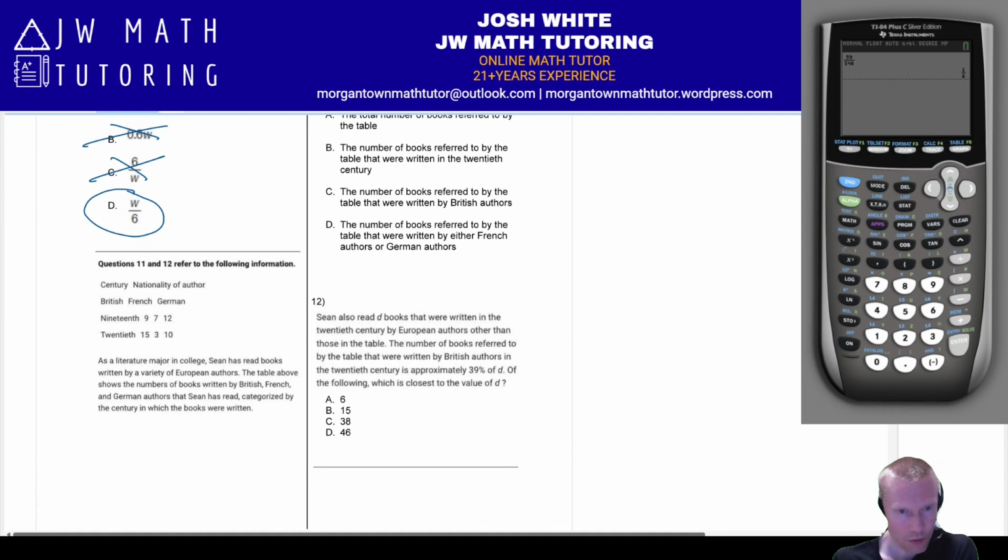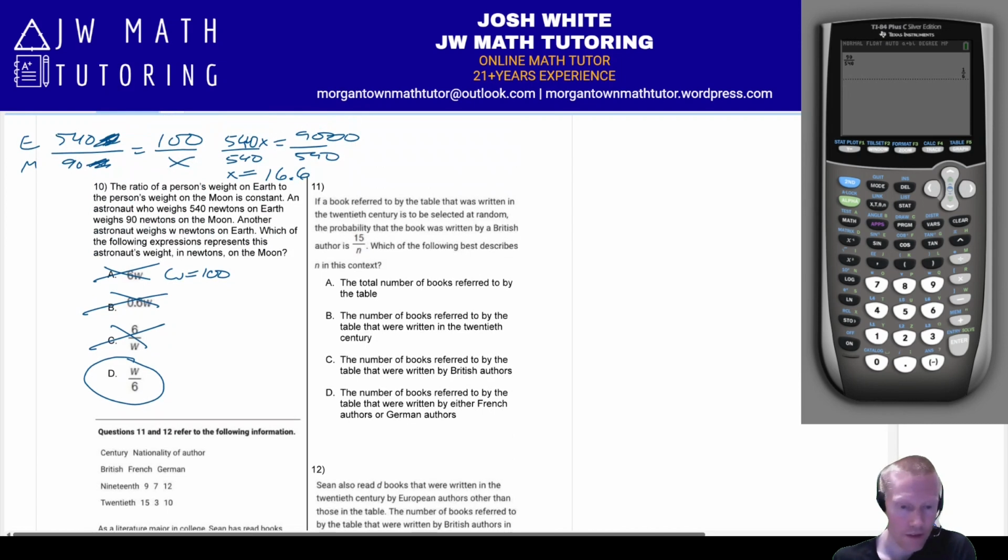All right, questions 11 and 12 deal with this table down here for, basically, centuries for books and also nationalities of different authors. So in number 11, it's talking about a probability fraction here, and it wants to know, okay, book reference tables written in the 20th century selected at random. So we're only looking at the 20th century here. The probability is written by British authors, 15 over n, which of the following describes n.